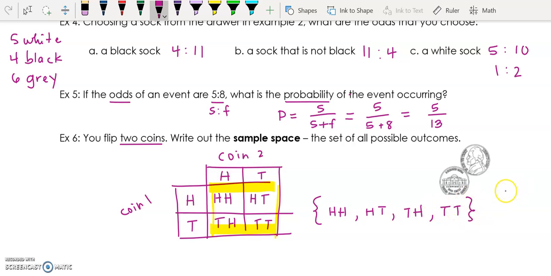Now you're ready to practice on your probability and odds practice and your possible outcomes practice. Pages 4 and 5 from today's resources. Good luck!